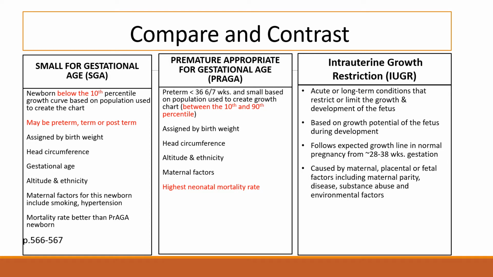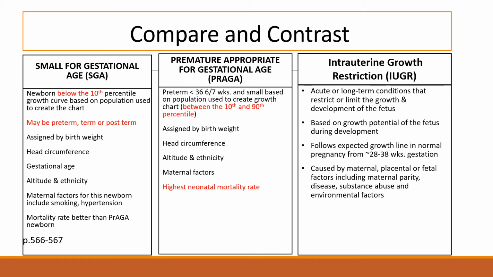But for this particular lecture, we're going to talk about the small for gestational age. They may be preterm, they may be term, or they may be post-term. Remember we talked about those babies that are post-term or post-maturity syndrome that are small for gestational age. They may be term or post-term, like 42 weeks, but something has happened that caused them to be smaller than what they would have been if that complication hadn't occurred.